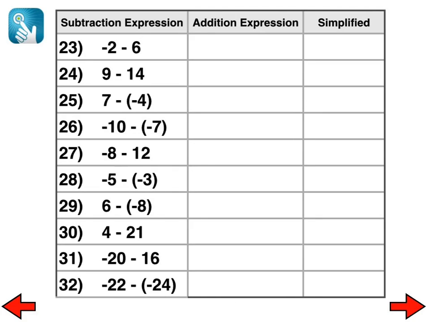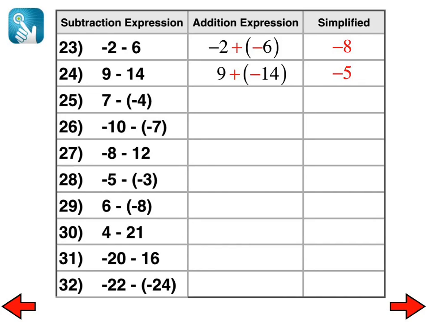Number 23, the equivalent addition expression is negative 2 plus negative 6. The simplified version of that is negative 8 because we have 8 negative symbols and 0 positive symbols. Therefore, we have 8 more negatives than positives. Number 24, the equivalent expression is 9 plus negative 14 after I, of course, add the opposite. And that's what I will call it from now on, adding the opposite. We have 14 negatives and 9 positives. We have 5 more negatives than positives. Therefore, the sum is negative 5.